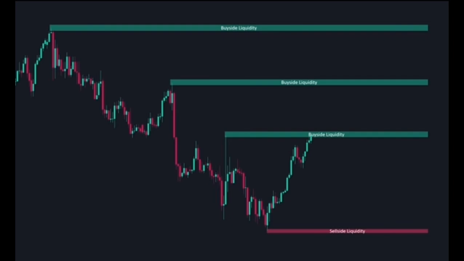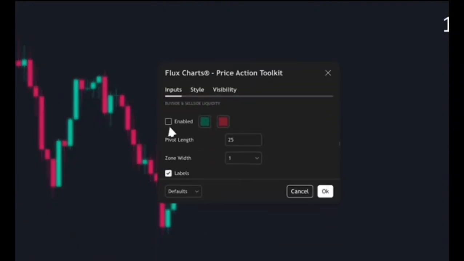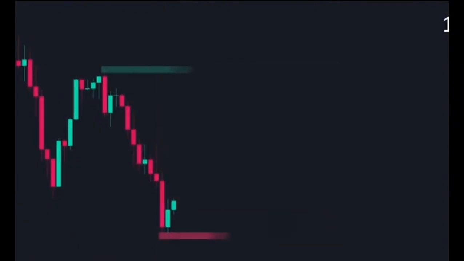Now let me show you how the second trading strategy works on the chart. First, apply the Price Action Toolkit, and from the settings tab, turn on the buy-side and sell-side liquidity zone options. Once enabled, you will see the major liquidity zones marked clearly on your chart.